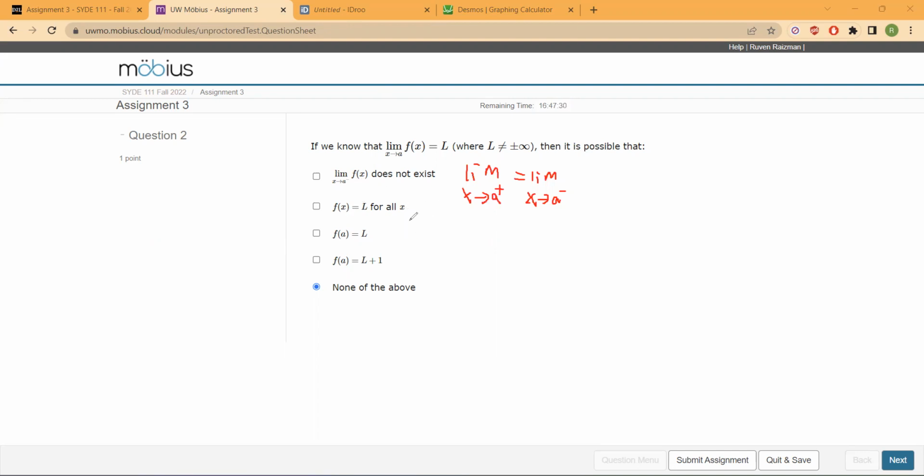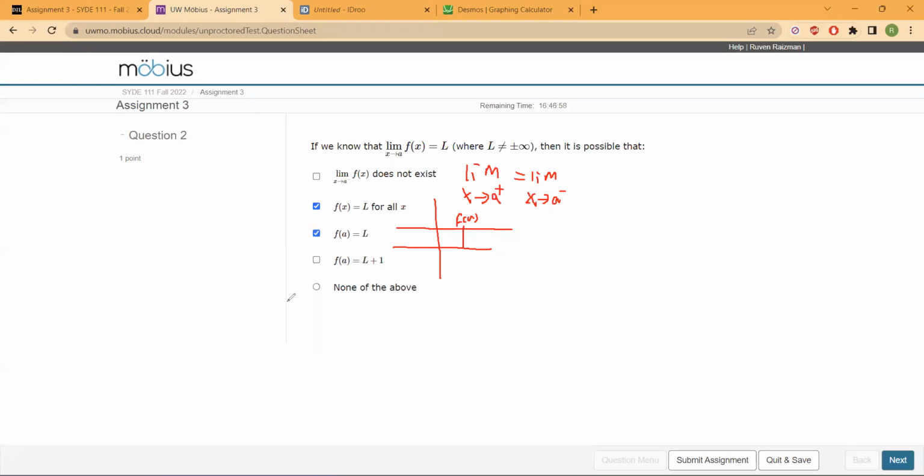Now this one, f of x equals L for all x, that's possible, and that is possible if you just have a line. If you imagine just a straight line, then for all x, f of x is going to be equal to the limit. So that's why this is true. Then f(a) is equal to L. This can be true, and that just means that what we approached is there. Again, if we look at the line and pick an arbitrary point over here, then f at a at this point would equal the limit. So this is definitely possible.